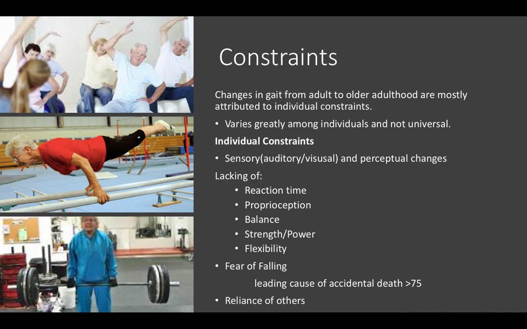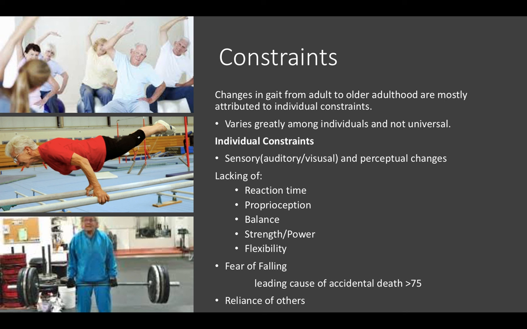And with the constraints, we see there are various and many with older adults. Changes in gait from adult to older adulthoods are most attributed to individual constraints, and it varies among individuals, and it's not universal. Individual constraints could be like sensory, so they typically will lose their hearing and eyesight, and will have perceptual changes because of it. Often they're lacking in reaction time, proprioception, balance, strength, coordination, power, flexibility, and so on.